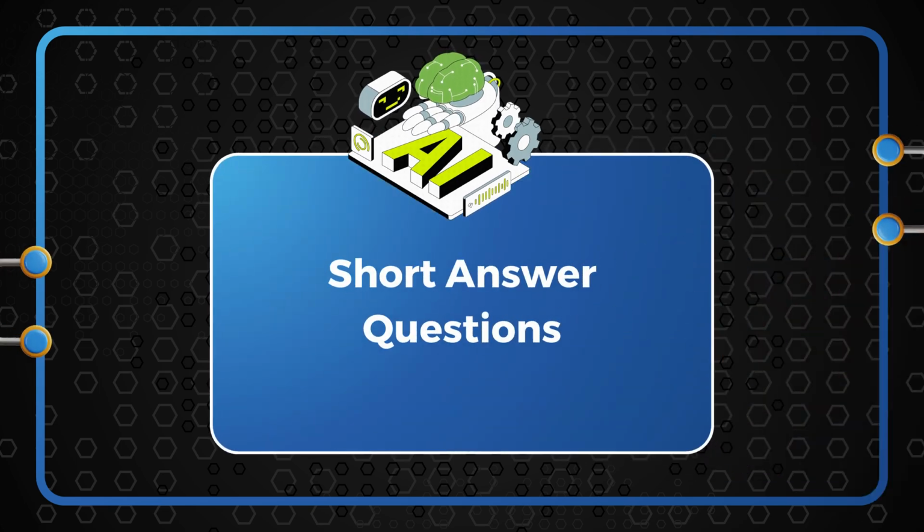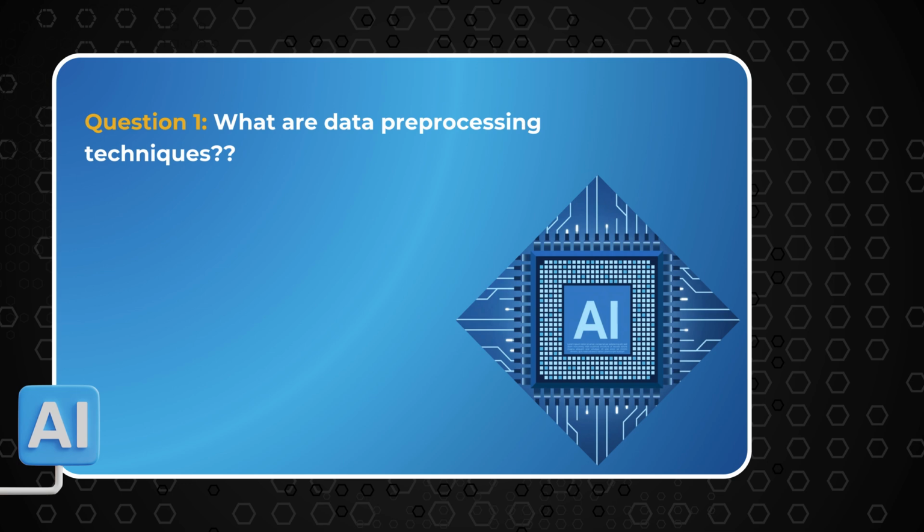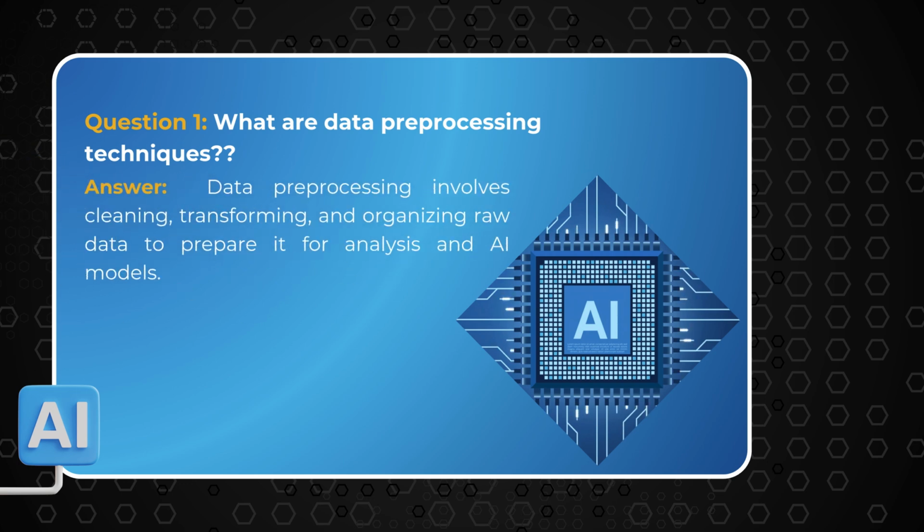Let's learn short answer type questions. Question 1. What are data preprocessing techniques? Answer. Data preprocessing involves cleaning, transforming, and organizing raw data to prepare it for analysis and AI models.